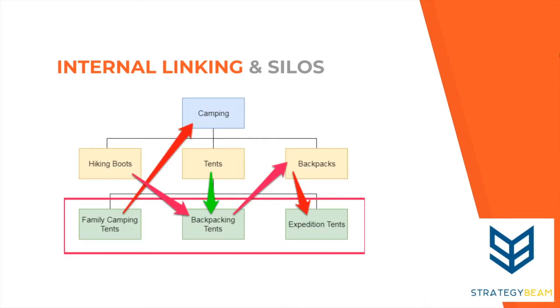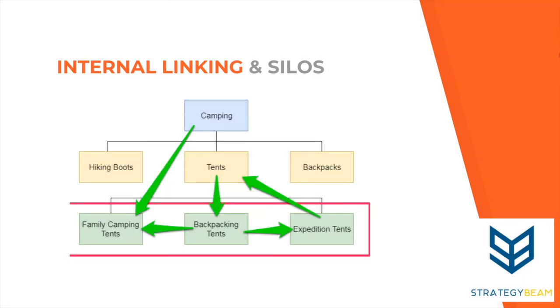This is a bad example of internal linking. You can see that child pages are linking up to category pages, which are linking to parent pages that are linking across silos. And this is very, very difficult for Google to understand what content is going on, and also for your audience to understand what's going on. So we don't want to have it look like this. We want it to look like this.